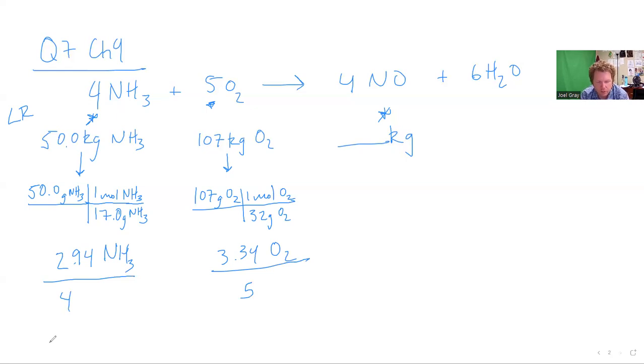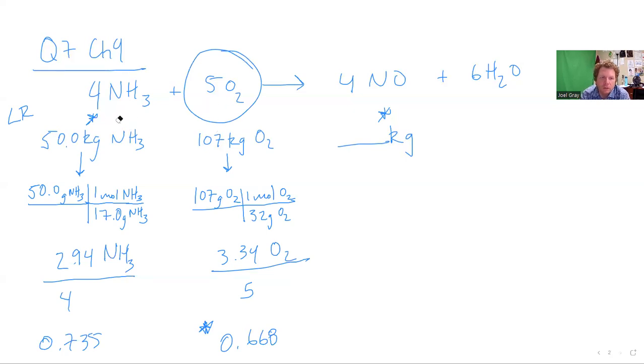So I'm going to say 2.94 divided by 4, and that is 0.735. Then 3.34 divided by 5, and that's 0.668. Okay, now I did all of this. I converted to moles, and then I divided the number of moles by my coefficient, and whichever number was smaller is going to be my limiting reactant. As a result of that, I can figure out that my limiting reactant is O2.